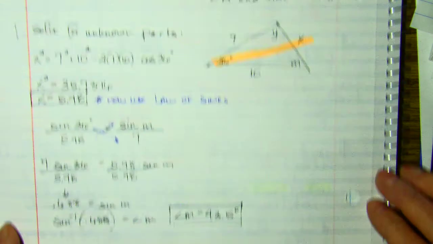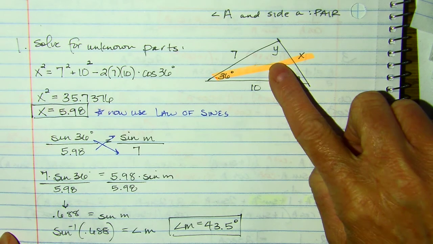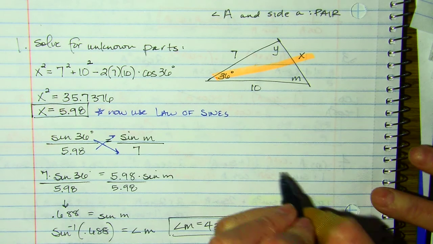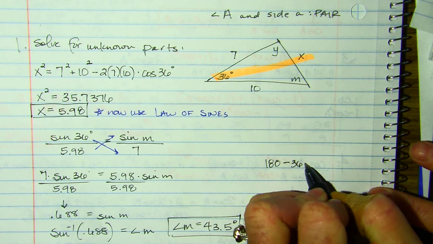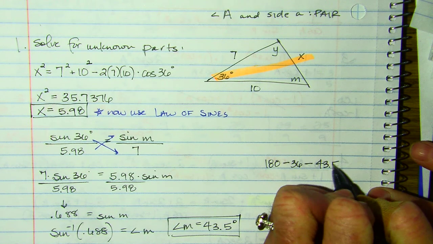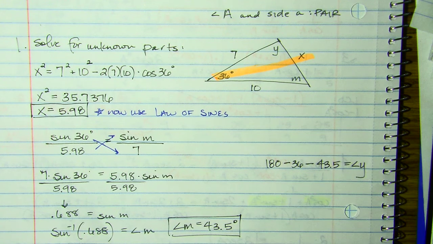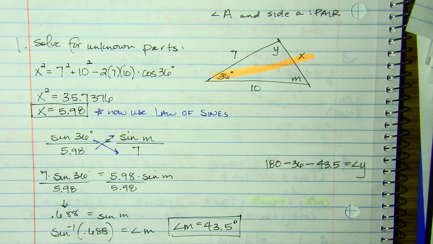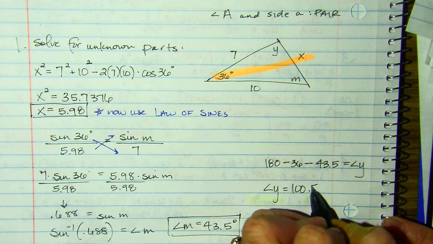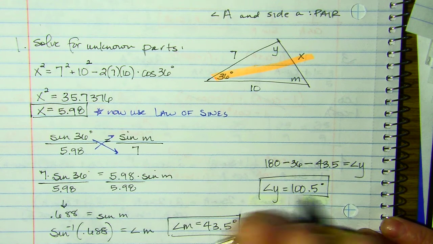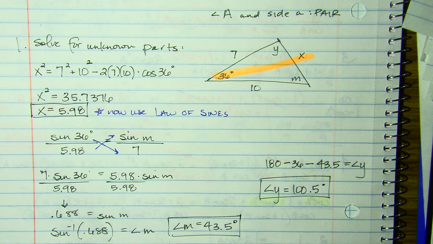All right, so I have angle m, I found x. The only thing left is y, and y is easy, right? Because 180 degrees minus 36 minus the angle we just found will equal angle y. So 180 minus 36 minus 43.5, angle y is 100.5 degrees. So we have just found all three parts. So moving on to a couple more.